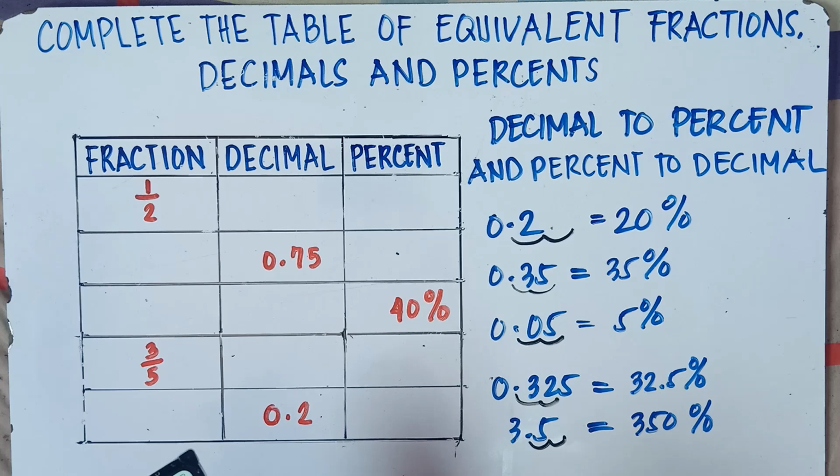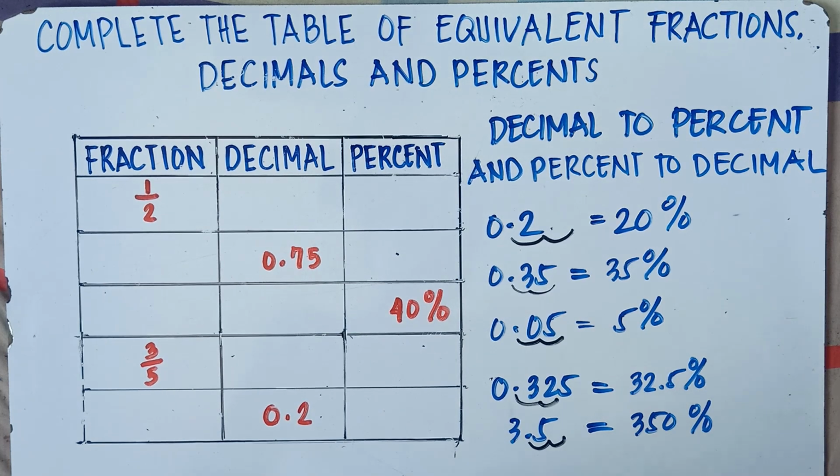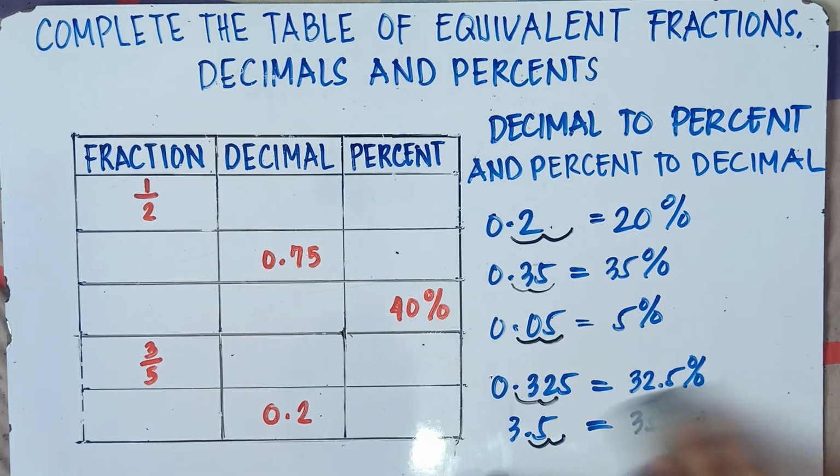But for me, class, it will take time if you use your calculator, especially converting decimal to percent. Just simply move the decimal point left to right twice. That's it, class. That's how you convert decimal to percent. Easy, right? Now, let's do it vice versa, class. Let's convert percent to decimal.